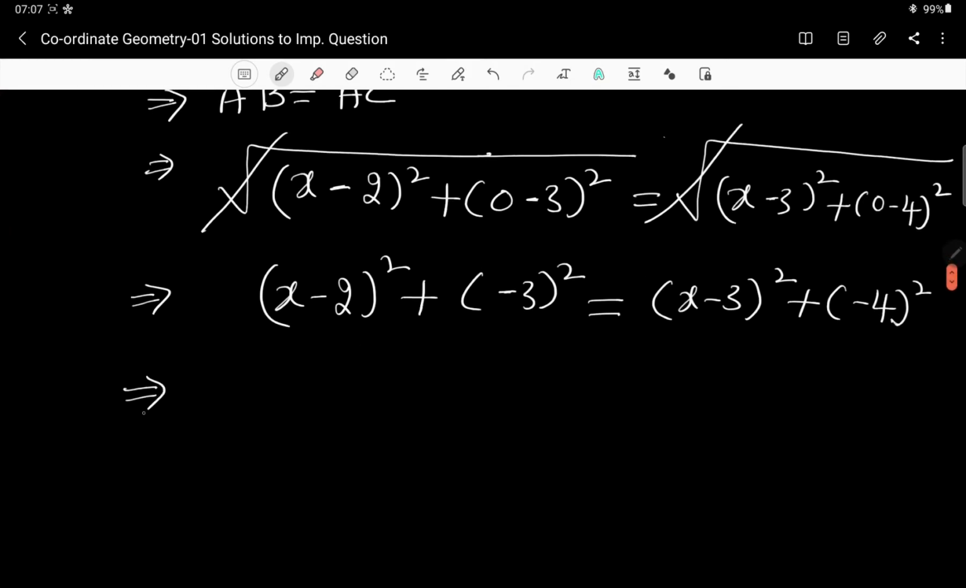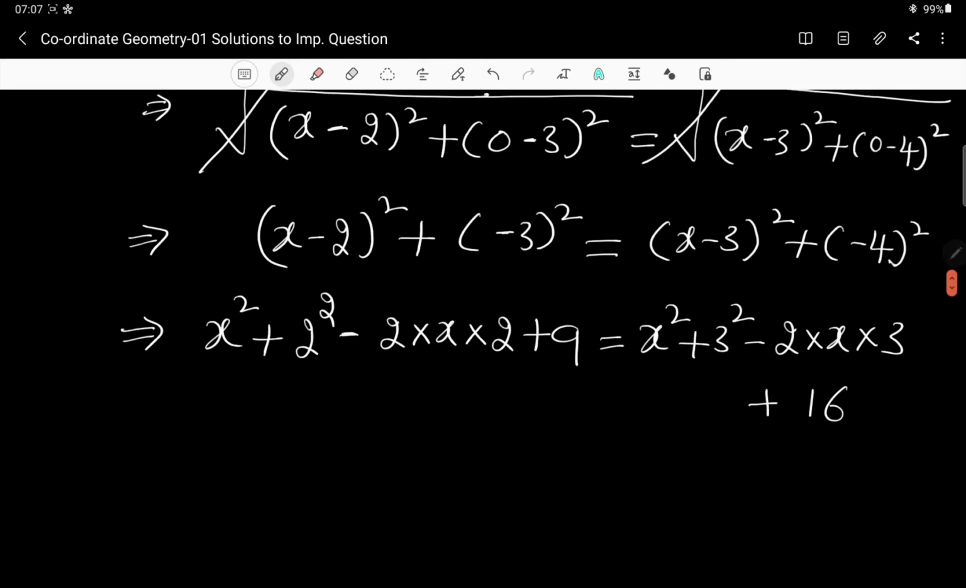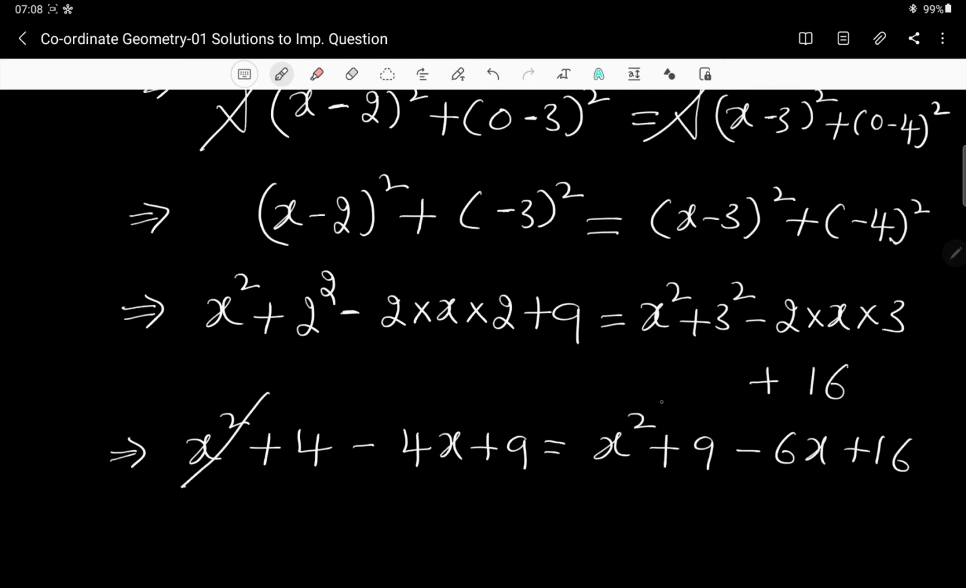All right. So (a minus b) whole square means it is a square plus b square minus 2ab. Then plus (minus 3) whole square is 9, and that is equal to again (a minus b) whole square, which becomes a square plus b square minus 2ab. Minus 2ab means 2 into x into 3, then plus (minus 4) whole square is 16. All right, so let us try to simplify this. It becomes x square plus 4 minus 4x plus 9 is equal to x square plus 9 minus 6x plus 16. All right, x square and x square get cancelled, and here 9 and 9 get cancelled.